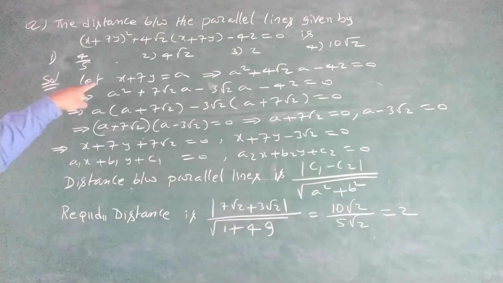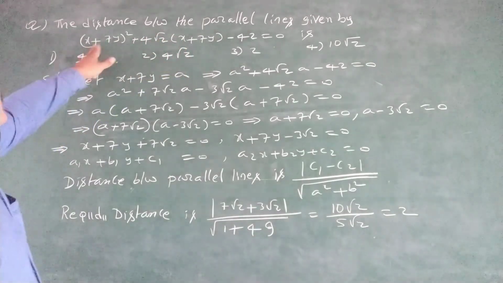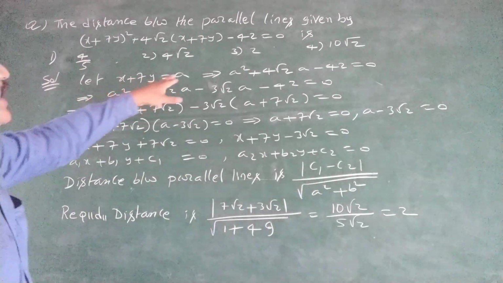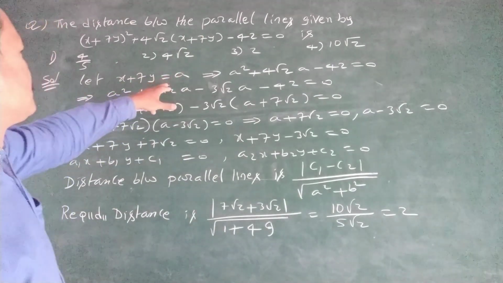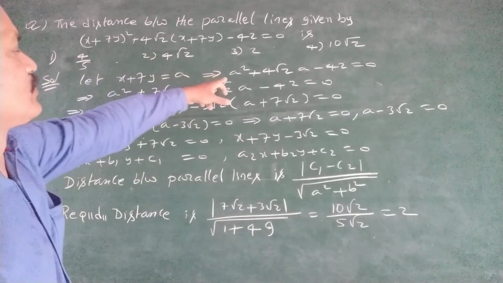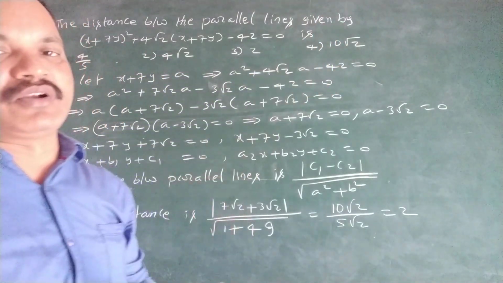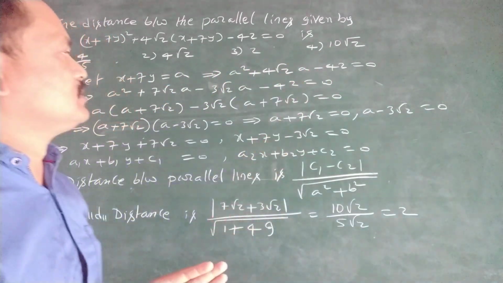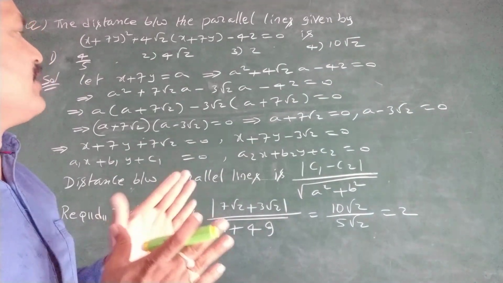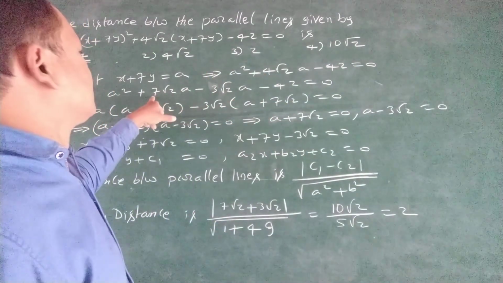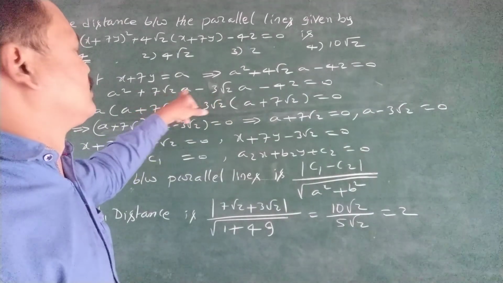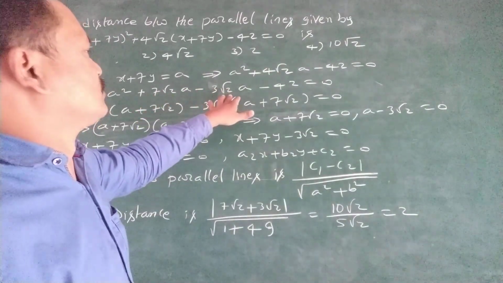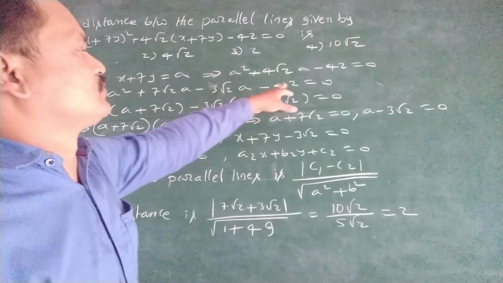Now let us consider the given equation, x plus 7y, x plus 7y. Taking x plus 7y as a small a, substitute a in place of x plus 7y: a square plus 4 root 2a minus 42 is equal to 0. Now we have to find factors for this. 42 is 6 into 7, or 7 into 3 is 21, 21 into root 2 into root 2 is 42. That's why 7 root 2 minus 3 root 2 is nothing but 4 root 2, and the product of these two is minus 42.